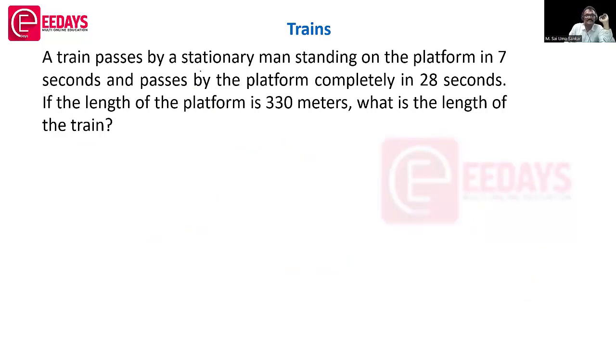A train passes a stationary man standing on the platform in 7 seconds and passes the platform completely in 28 seconds. The length of the platform is 330 meters. What is the length of the train? That is the question.